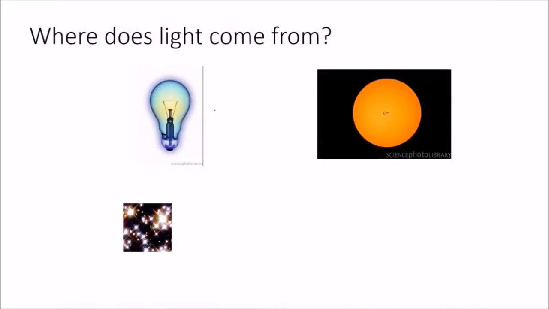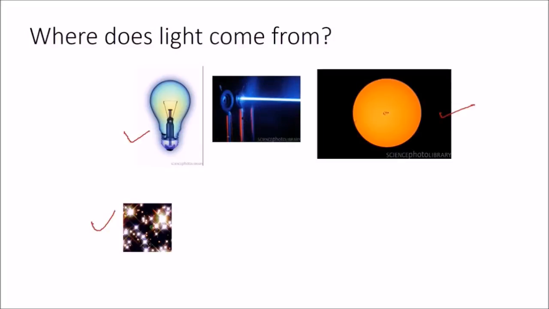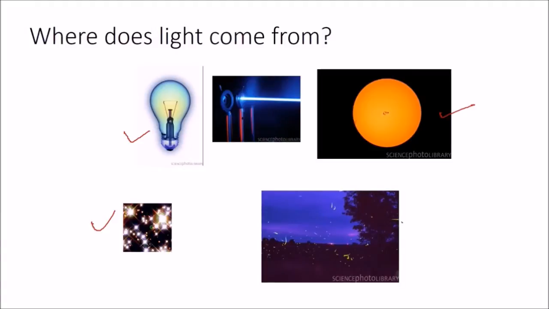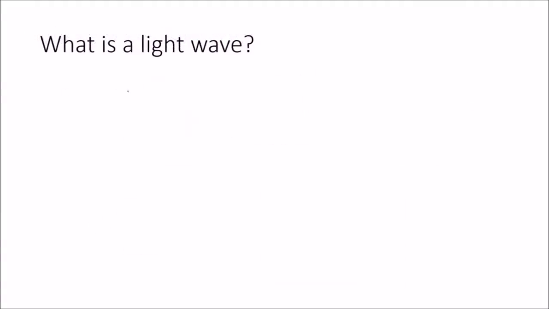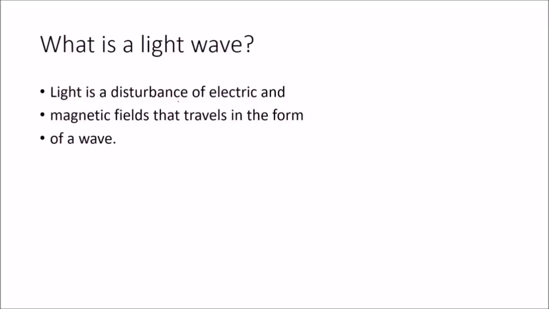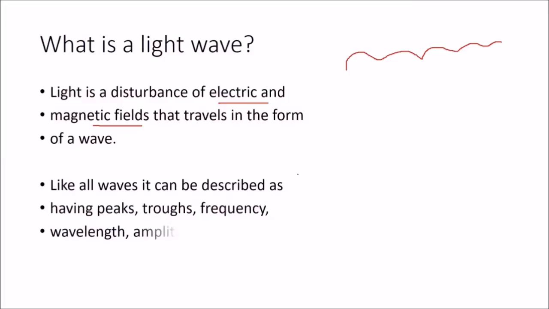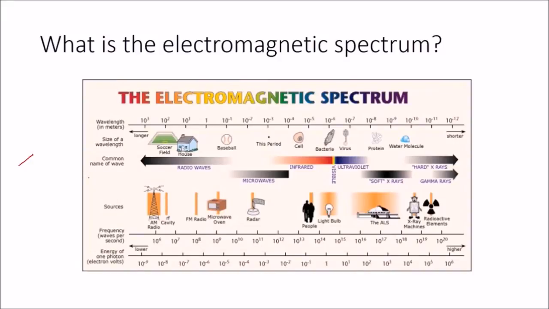Where does light come from? Light comes from a bulb or sun or stars or any other way, maybe some other phenomena. So light is a disturbance of electric and magnetic field that travels in the form of a wave. Like all waves, it can be described as having peaks and troughs, crest and trough, frequency, wavelength, amplitude and a transverse energy.